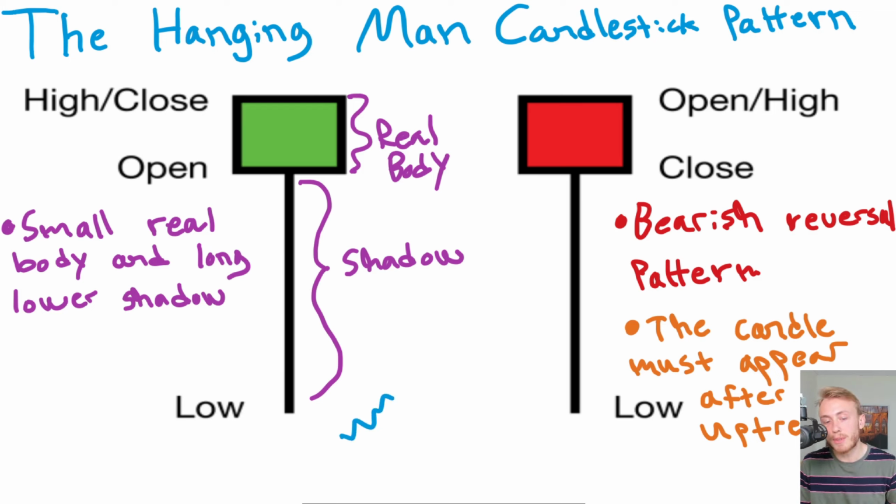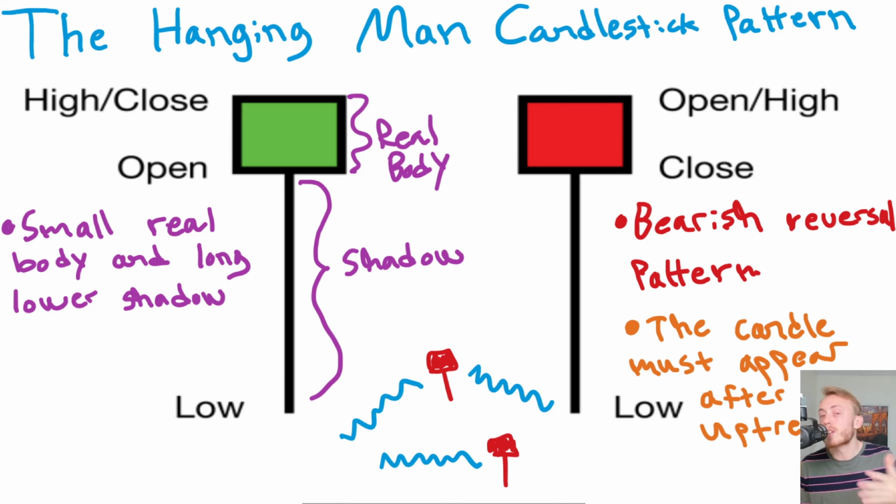If we have an uptrend right here and you have a hanging man appearing, then in this case, this is a valid hanging man pattern. And hopefully this will lead to a reversal here to the downside. But if we, for example, have a trend that looks like this, just sideways, not really trending at all, and then we have a candle that looks like this, in this case, we wouldn't even call this a hanging man candlestick, because in order for it to be a hanging man, it needs to come after an uptrend.